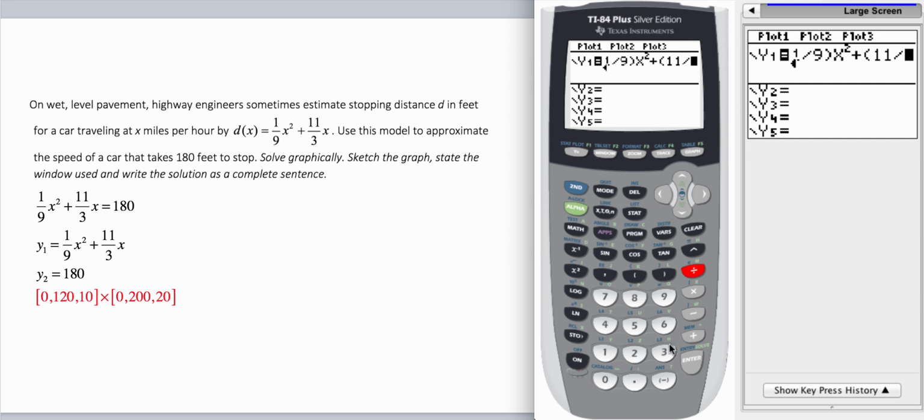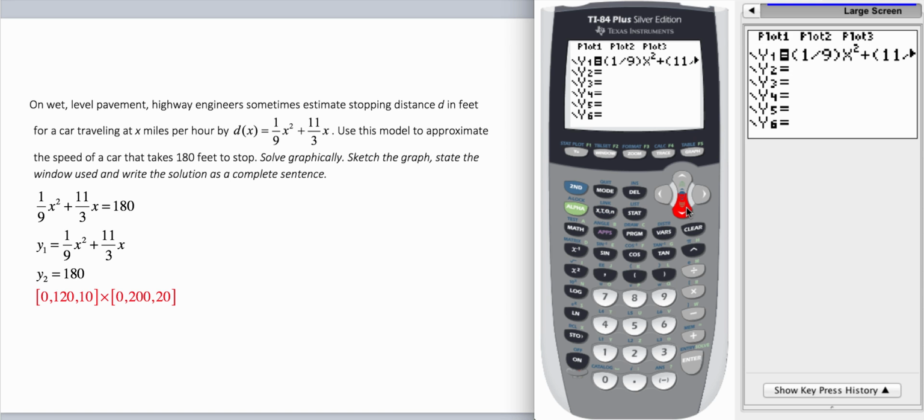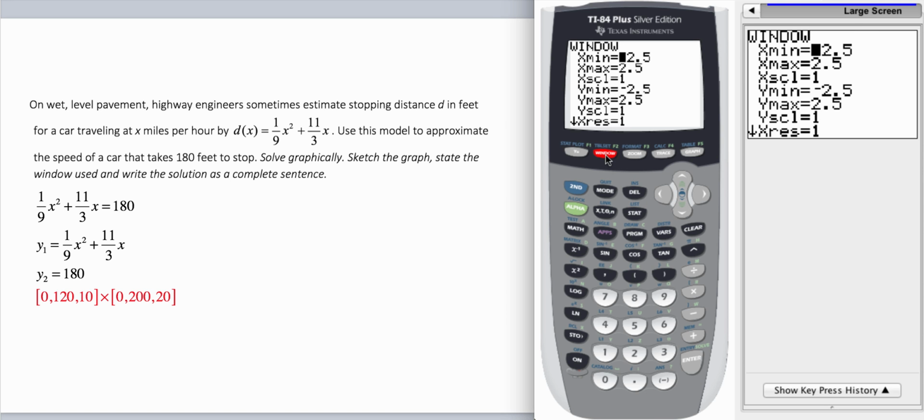If you always put yourself into the problem, it makes it a lot easier to figure out what would be a logical window to choose. Now that my equations are entered, I'm going to go into my window and type in exactly what we talked about.